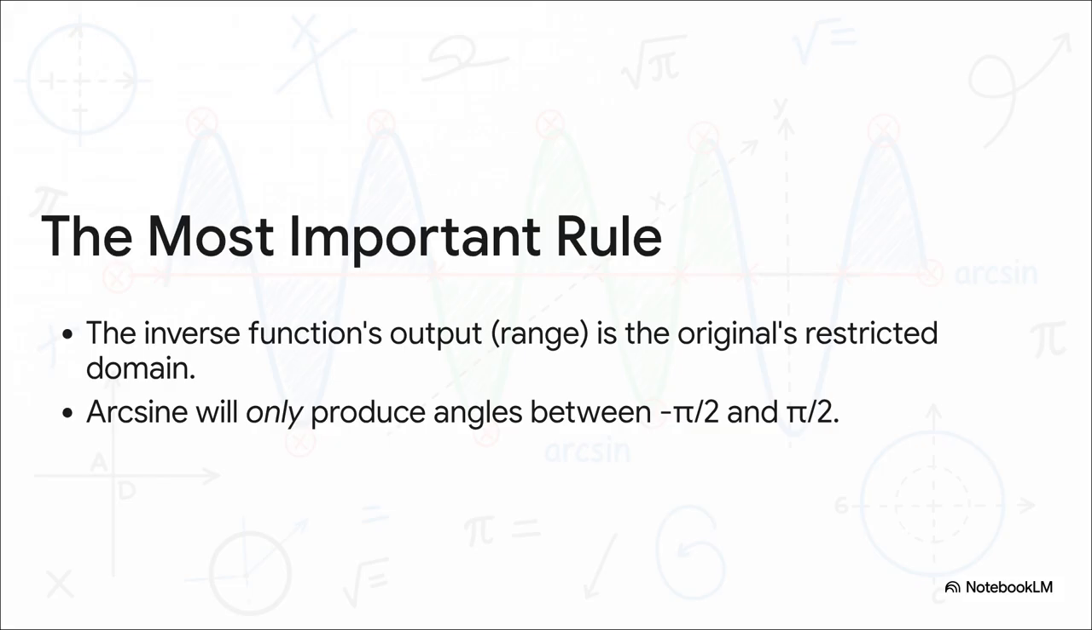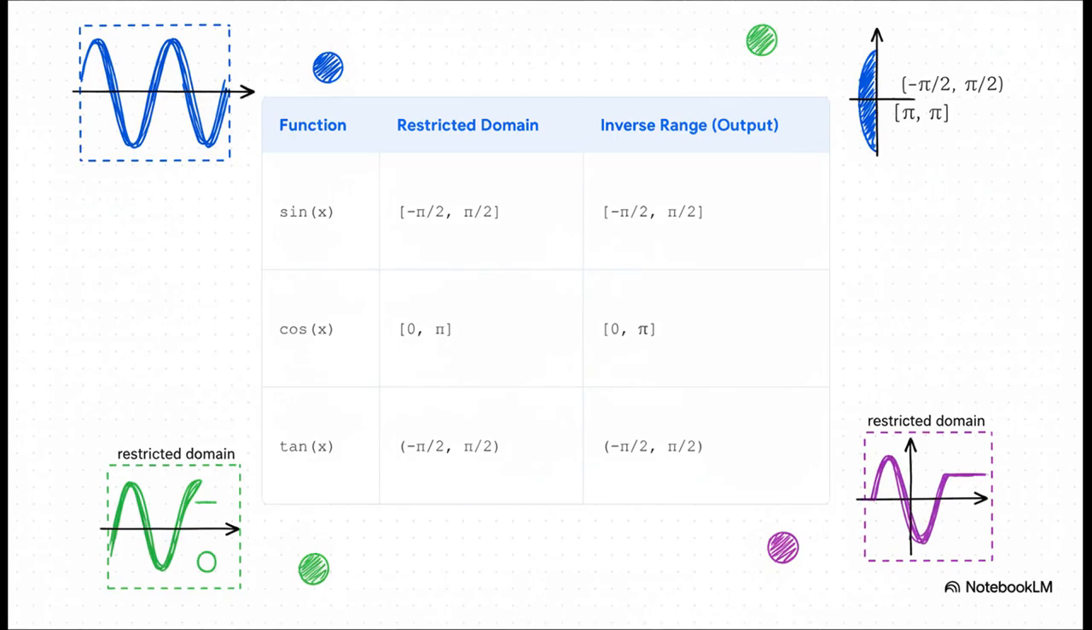It's hard-coded. This slide right here is our cheat sheet. For every single inverse trig function, its set of possible answers, what we call its range, is strictly defined. Arcsine can only ever give you an answer between negative pi over 2 and pi over 2. Arc cos is locked between 0 and pi, and so on. This table is literally the key to solving our puzzle.